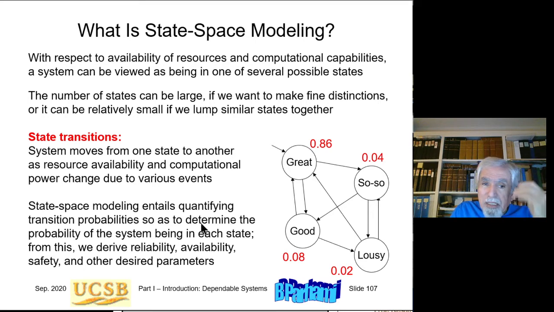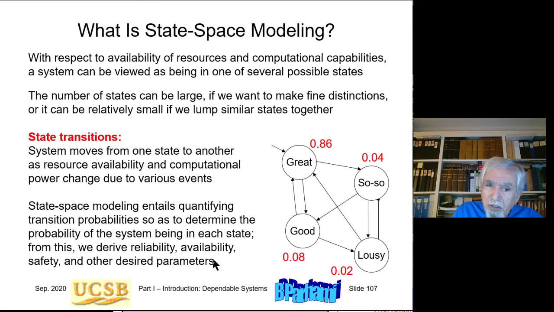So state space modeling entails quantifying transition probabilities. In the discrete case, they have probabilities. In the continuous time model, they have rates. The rate means at what rate the system goes from the so-so state to the good state. The rate can be, for example, twice per month. That's the rate. So if I run the system for a long time, twice per month, I would experience this transition from so-so to good. So transitions are quantified either by probabilities in the discrete case or by rates in the continuous time model.